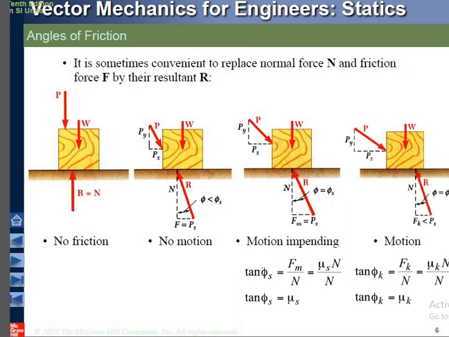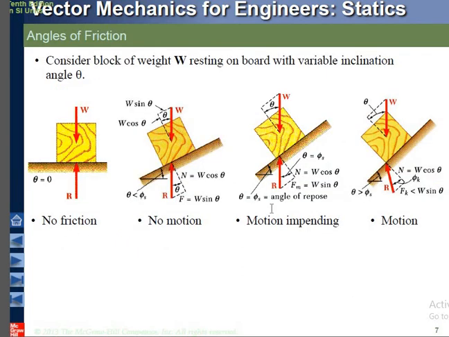From this value you can find that when motion is impending, tan phi becomes equal to the coefficient of friction, and when the body is in movement, tan phi k becomes equal to the coefficient of kinetic friction. Similarly, consider a block of weight W resting on a board with different inclination angle theta. The force of friction will be equal to W sin theta, and the normal force equal to W cos theta, because W makes an angle of theta with the normal. That's why N equals W cos theta, F equals W sin theta.